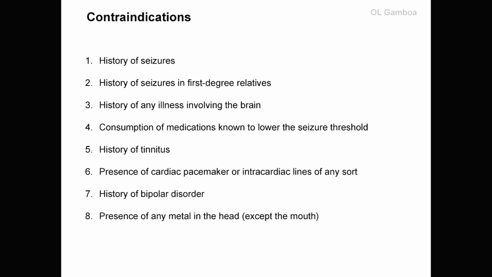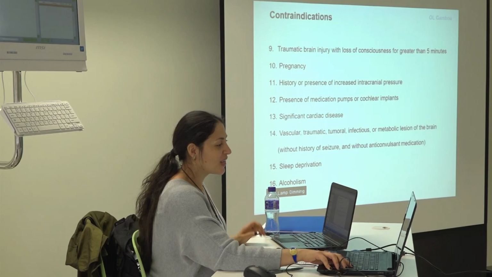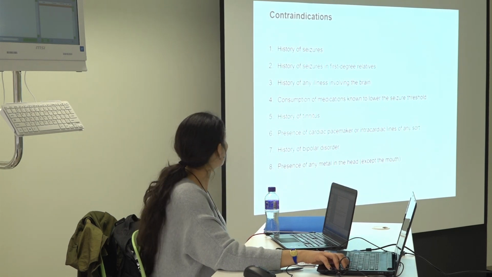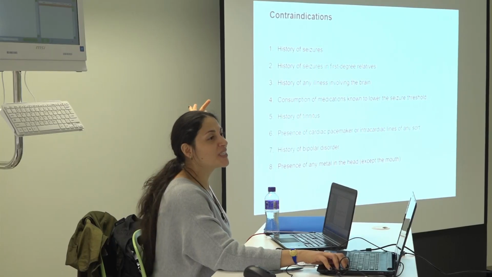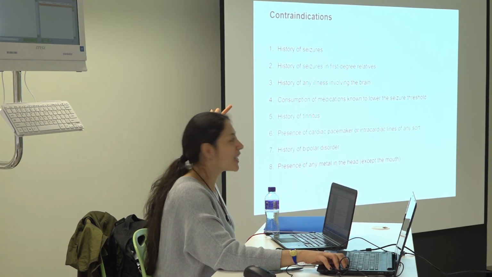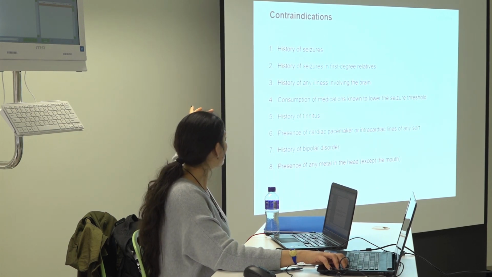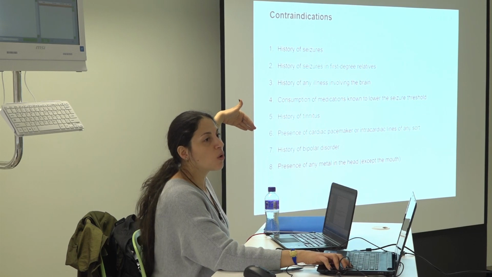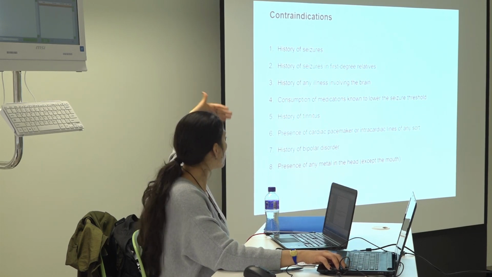I wrote here the list of contraindications. My list of contraindications in one of my studies is super long, like 2 pages, so I tried to summarize it. I put here history of seizures in a first degree relative, any illness involving the brain, and you really want to check that. Medications. Tinnitus: if someone has tinnitus, don't measure for research, because you can make it worse. Pacemaker, intracardiac things: no go for research, unless it is related to it.